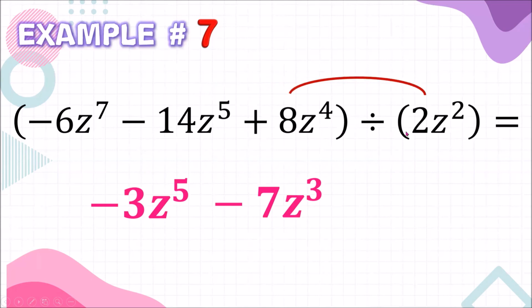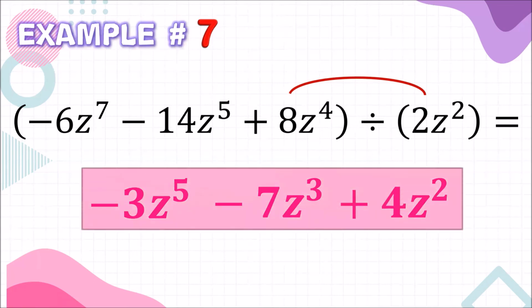And then 8z to the 4th divided by 2z squared. So we have here 8 divided by 2, 4. So 4 minus 2, we have here 2. So we have positive 4z squared. Final answer, negative 3z to the 5th minus 7z cubed plus 4z squared.